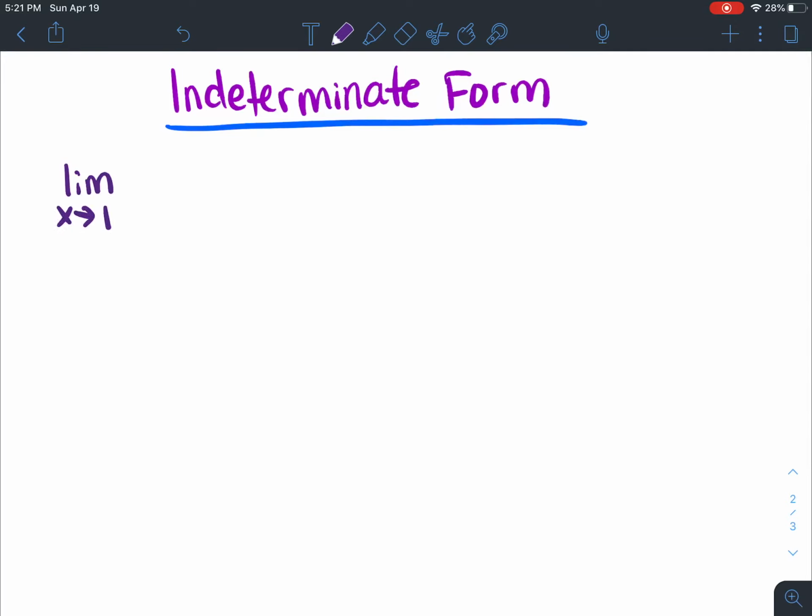Okay, the limit as x approaches 1. I've got to first write this down. This is the actual question: x squared minus 3x plus 2. Okay, check out this function. What's going to happen when we sub a 1 in? 1 minus 3 will be -2. -2 plus 2 is going to be 0.